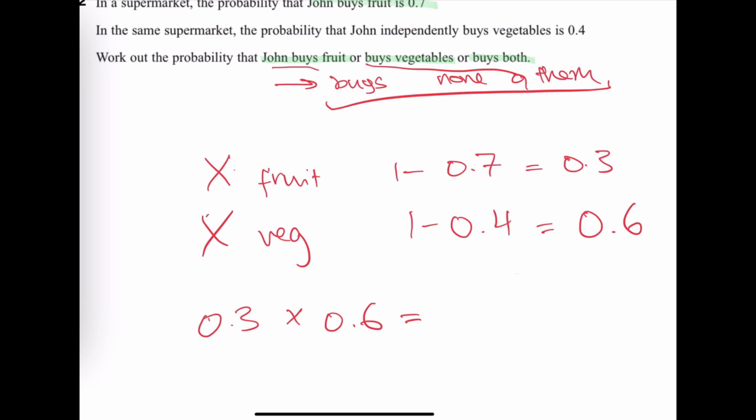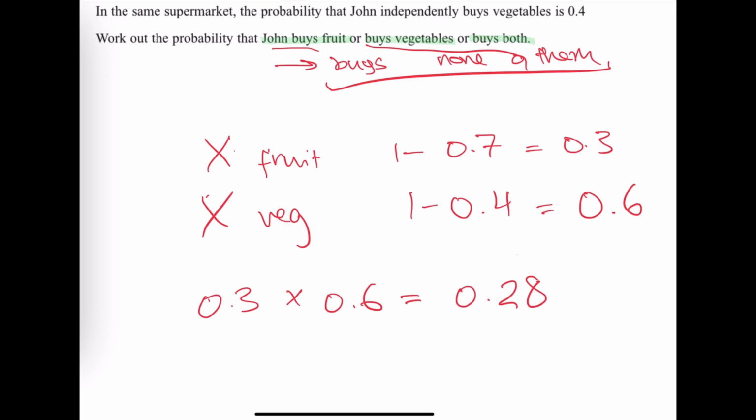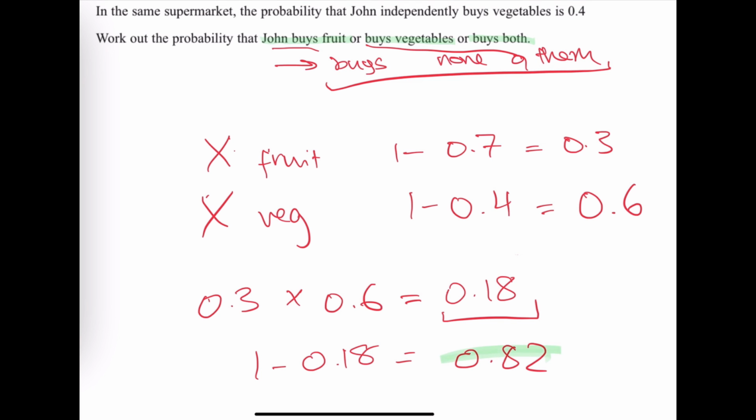So this is the probability that he does not buy any of these things, and this is 0.18. This is the probability he does not buy anything. So what we do is that we just do 1 minus 0.18, which is 0.82. So this therefore means this is the probability that he buys something. So this would be a fruit, vegetable, or even both.